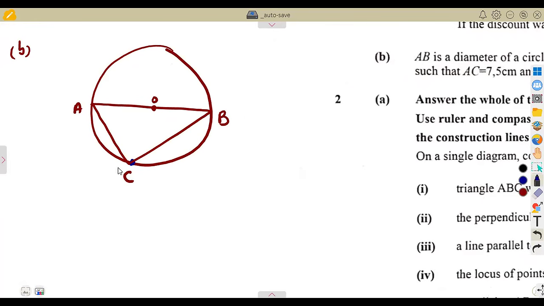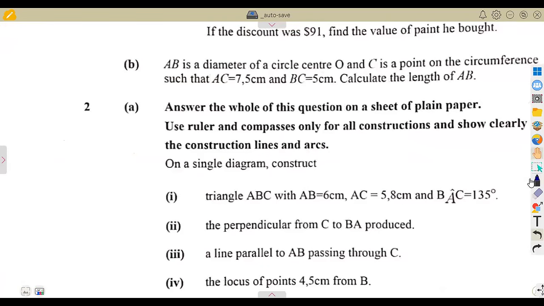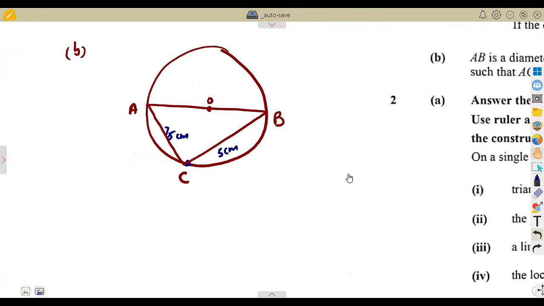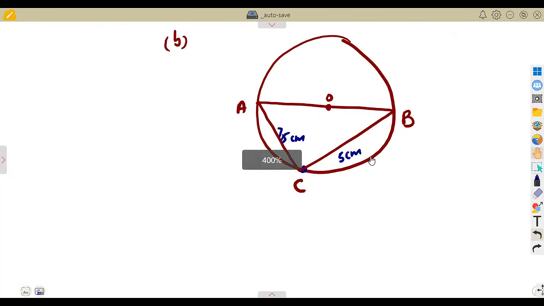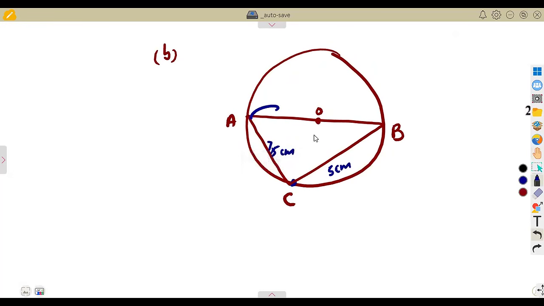So you can just have a sketch. This is 7,5 centimeters, and this is 5 centimeters. This is the situation, or the condition, that you're given. Then you're asked to calculate the length of AB. AB is the diameter of the circle. This is our AB, which is representing the diameter. So how are we going to calculate this?